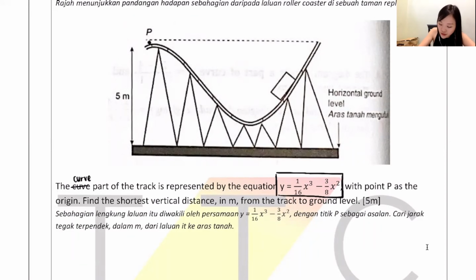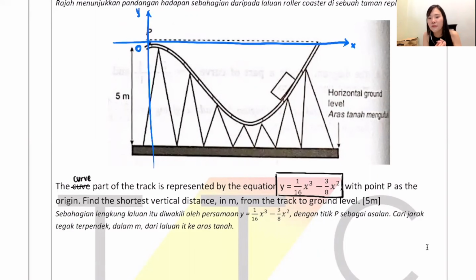That means if I draw it out, the x-axis and y-axis are like this, and this part is the origin. So this is the x-axis, this is the origin, this is the y-axis. Of course, it's not necessary to draw it out, but I try to draw it so that you guys understand. They say, find the shortest vertical distance from the track to the ground.